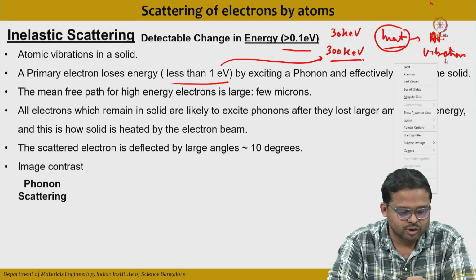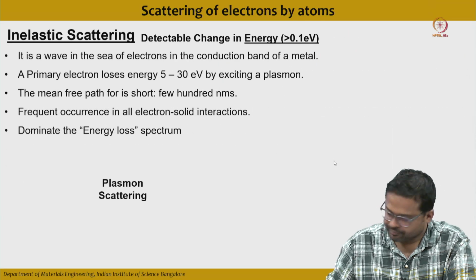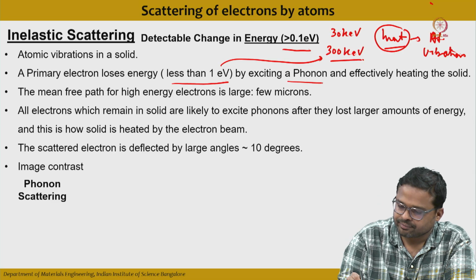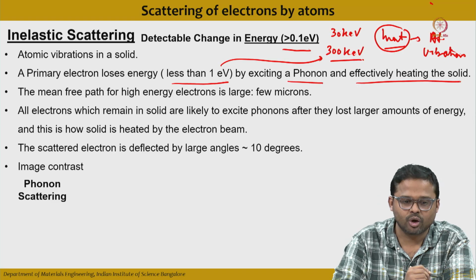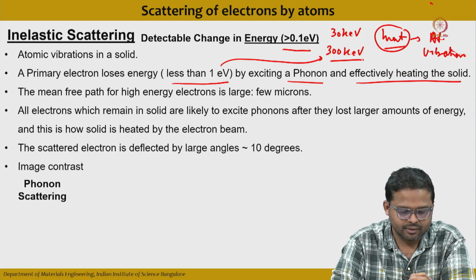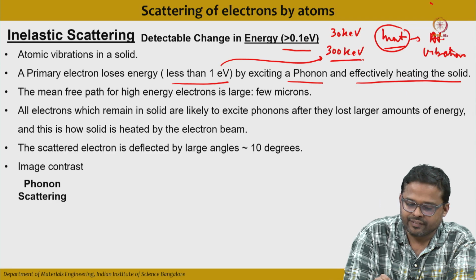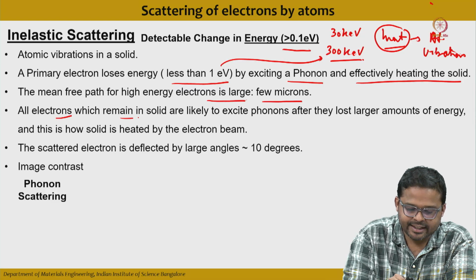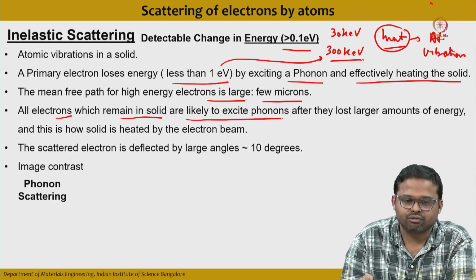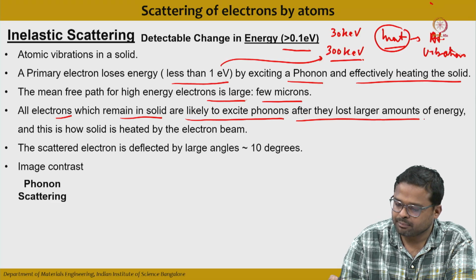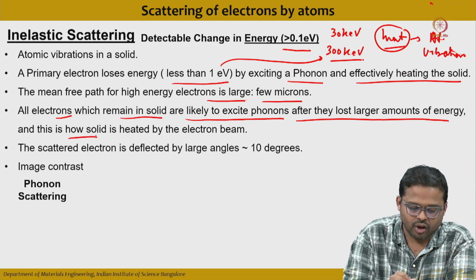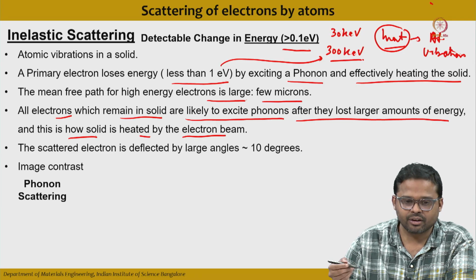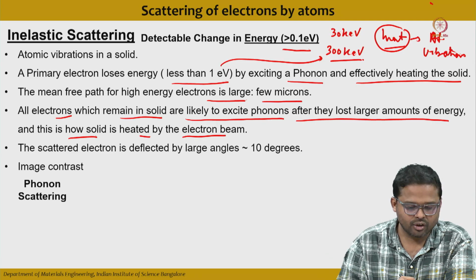in the solid. So, a primary electron loses energy of less than 1 electron volt by exciting a phonon, effectively heating the solid. The mean free path for the high energy electron is very large, a few microns in this case. So, all the electrons which remain in the solid are likely to excite phonons after they have lost larger amounts of energy, and this is how the solid is heated by the electron beam. Whatever radiation comes after heating of the sample, we call phonon scattering.